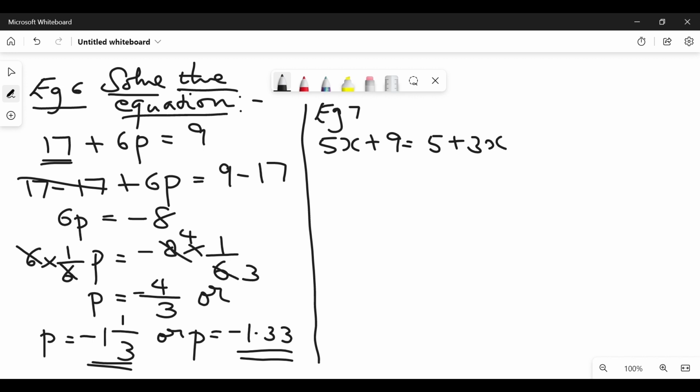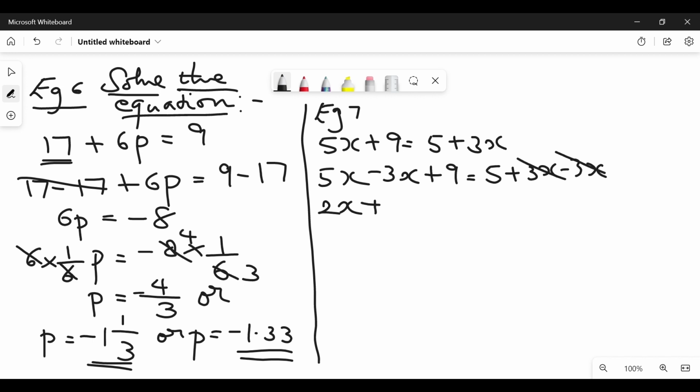So as I want the 3x to come to this side, I am putting minus 3x here and then plus 9. Why am I putting minus 3x? Because I am going to cancel the 3x from the right hand side. So this becomes 2x plus 9 equal to 5. Now can you see, I have removed the 3x from the right hand side, brought it to the left hand side and consolidated.